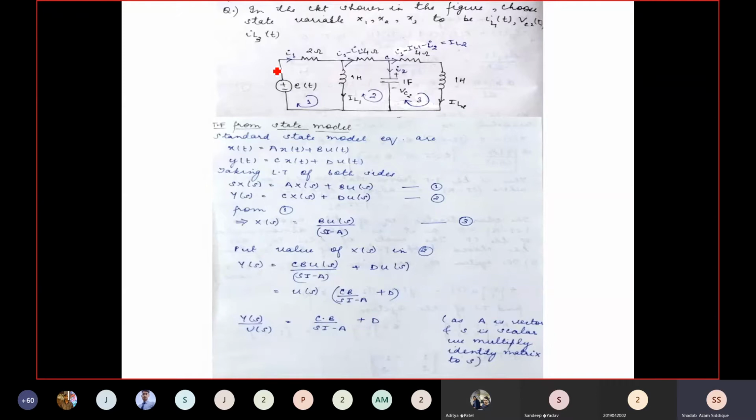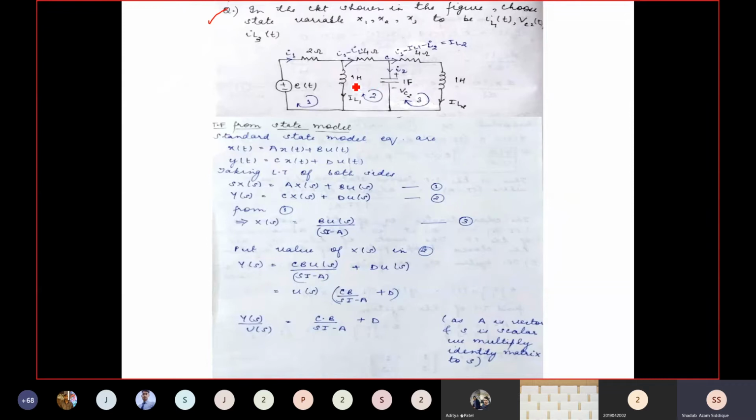This was the problem, the electrical circuit given here, and I told you to find the state variables x1, x2, x3, the output equation, and the state model equation. After finding the state model equation, you can go through the state diagram block diagram, and also the transfer function for this particular electrical circuit. In this circuit we have three storage elements: an inductor, a capacitor, and again an inductor. Three storage elements means three state variables.